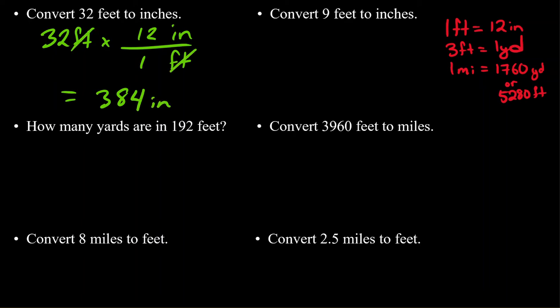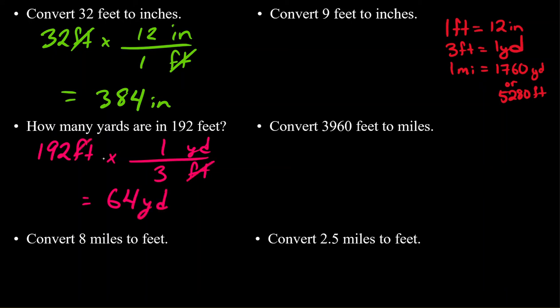Let's try a different one. We've done a couple of feet and inches examples. How many yards are there in 192 feet? So we want to turn 192 feet into yards, and we have to have a relationship between yards and feet. There are 3 feet in every 1 yard. So if I take 192 and divide it by 3, I should end up getting 64 yards, because feet and feet cancel out. Perfect.